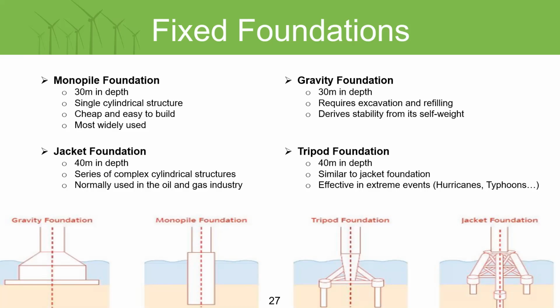The tripod foundation, for example, has three legs. The jacket foundation has four. So when we put it down in the sea, we see how it's fixed down to the sea. Also, the gravity foundation is a cylindrical structure. Also, what we know is that the jacket is definitely more used in the oil and gas industry. It's the last one on the right, the jacket foundation. It is more used in oil and gas industries.